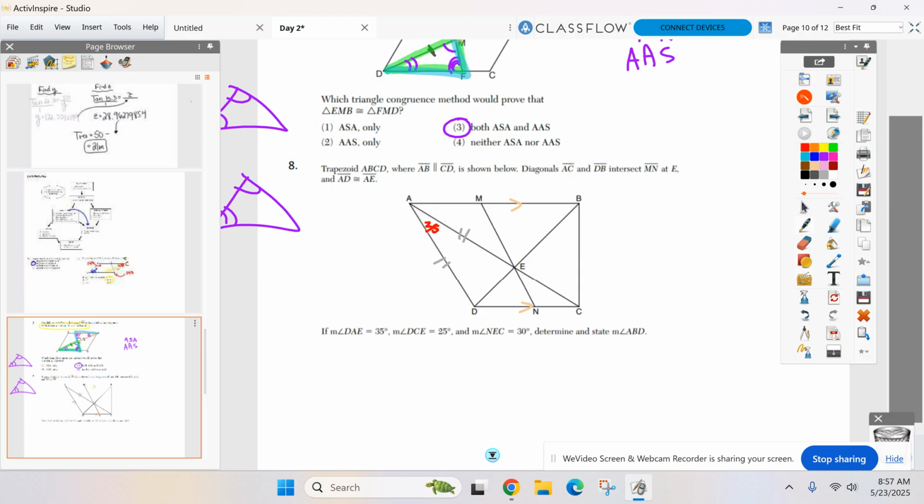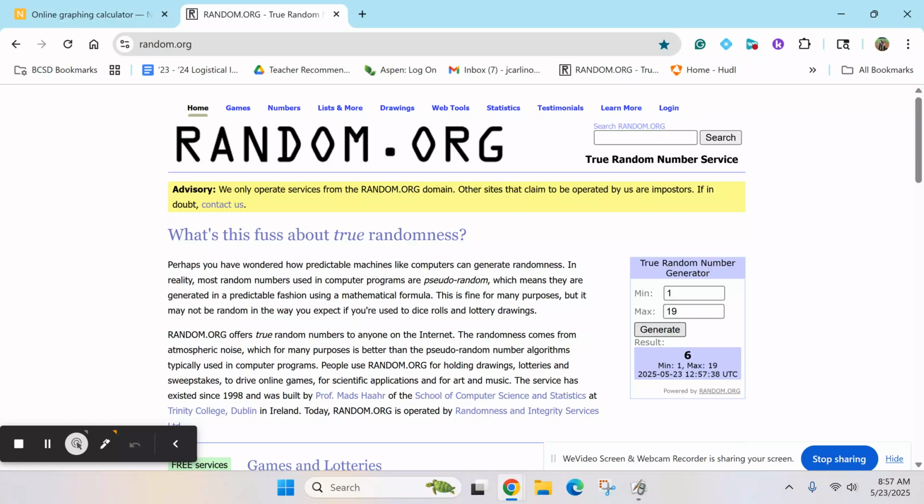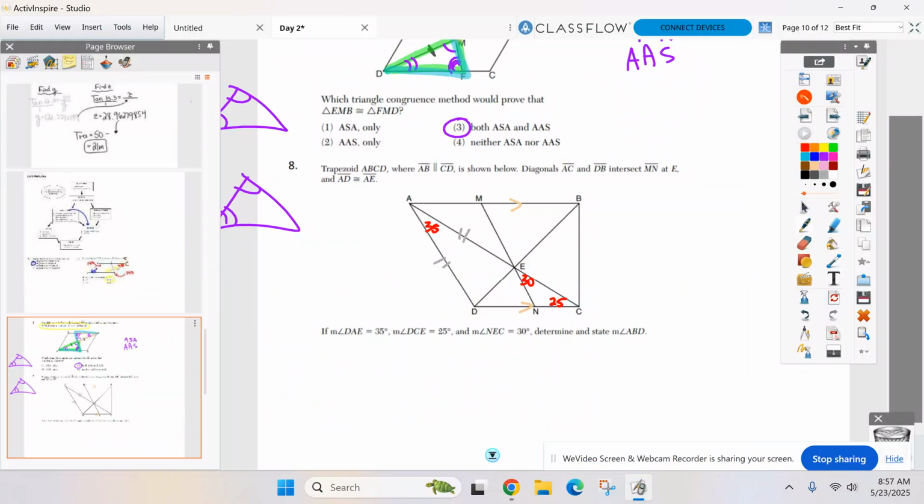35, 25, 30. Get me to ABD now. Get me to ABD. I'm going to do the same thing I did 2 problems ago. Call on a student, tell me what you're confident in. You have parallel lines, and these two sides are congruent. Give me an angle that you're confident in. Choom, halo, angle you're confident in.